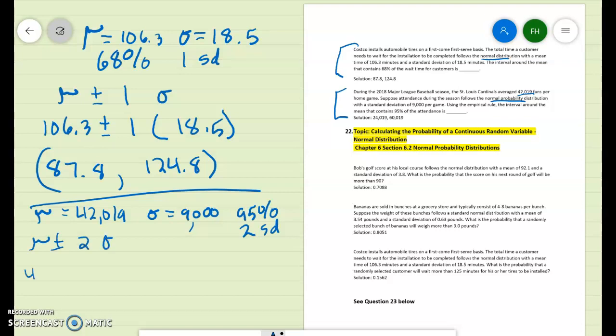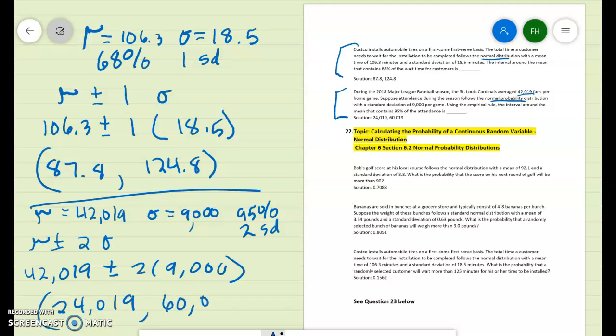So 42,019 plus and 42,019 minus 2 times 9,000. So basically 42,019 plus and minus 18,000. So we would get 24,019 to 60,019. So 95% of the data points will be within that interval.